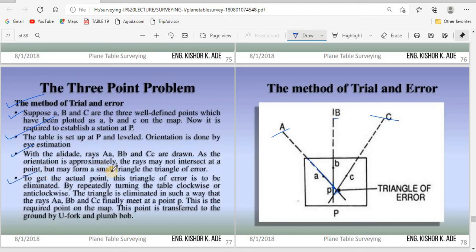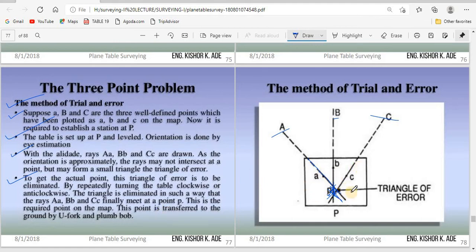To get the actual point, this triangle of error has to be eliminated by repeatedly turning the table clockwise or anti-clockwise, so that you get a single point after drawing all the rays. If you draw this line, it should pass through point P, and if you draw this line, you should get this point P. All the lines should pass through the single point, and then you can say that you have got the perfect point.